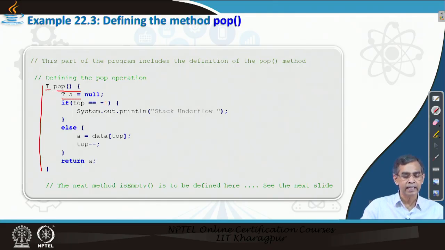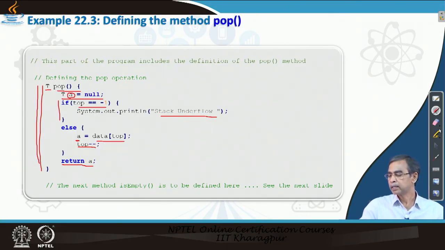Initially, T A equals null. So, this value that needs to be returned is null at the moment. Then it checks if the stack is empty or not. If top equals minus 1, it indicates that the stack is empty, so it is an underflow, and you will not do anything. If it is not empty, then the topmost value will be copied into A, and top will be decremented, so top goes down once, and then it returns A. This way this method will work, and this is the pop operation related to the stack structure.